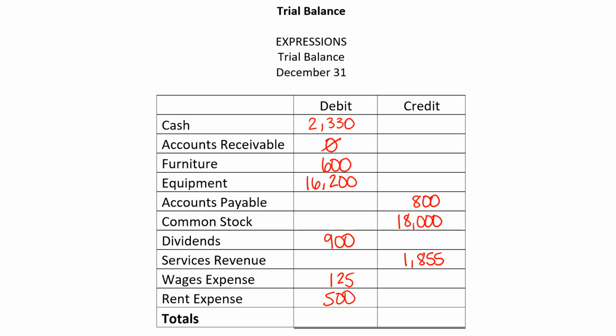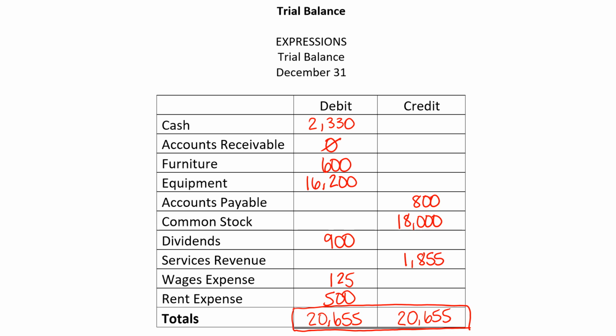So this is called a trial balance. What we want to make sure, this is basically a double check, is that all of our debits and credits are in balance. So with a trial balance, you add up all the debits. So for the debit column, that gives us a total of $20,655, and we want that to equal the amount of credits. So we add up the credit column. That also gives us $20,655.